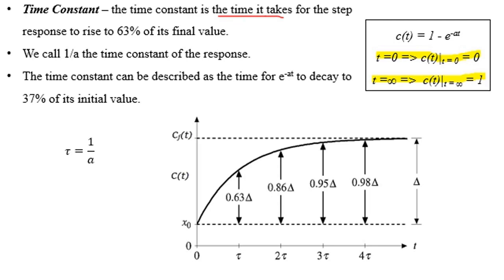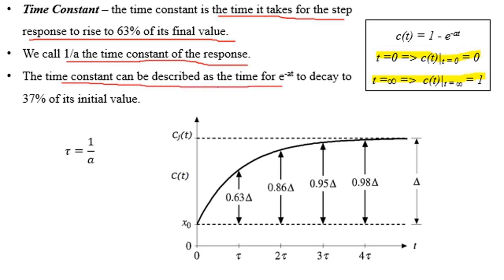Now we will define time constant. Time constant is the time it takes for the step response to reach 63% of its final value. We call 1 over a the time constant of the response. The time constant of the system can also be defined from the output equation: the time required for the exponential term e power minus at to decay to 37% of its initial value, which is 0.37. Now time constant is represented by tau, which is equal to 1 over a seconds.